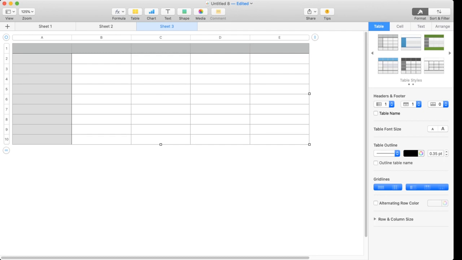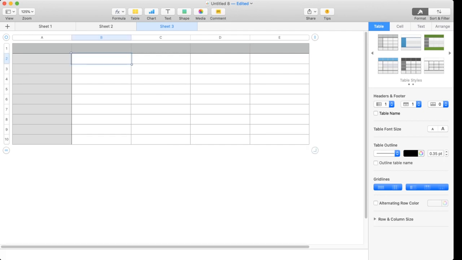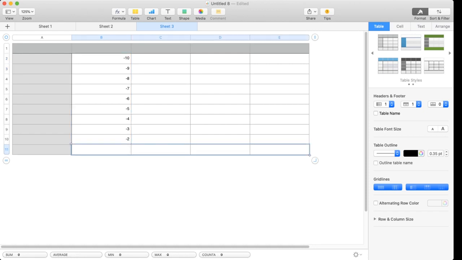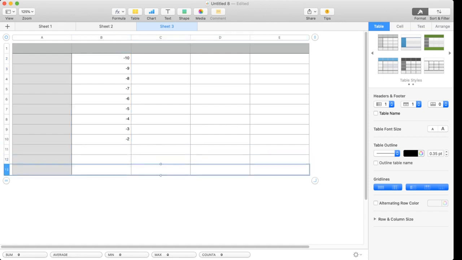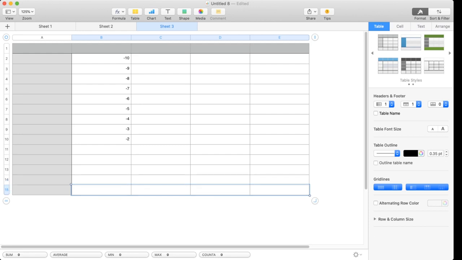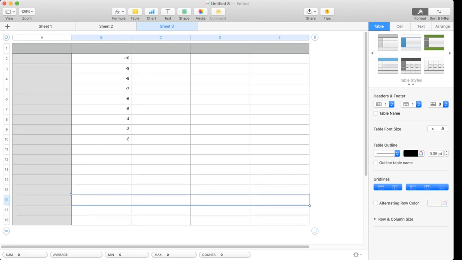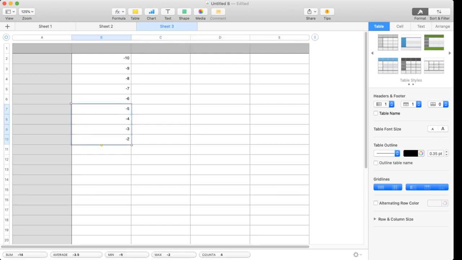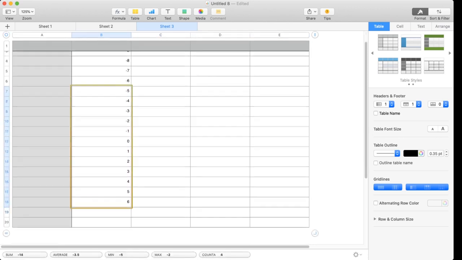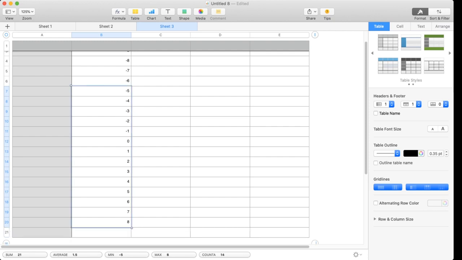So let me just write down some numbers. Let's say I start from minus 10, minus 9, minus 8, and so forth. Let me get all the numbers in this way, minus 2. Let me get at least 20 numbers. If I continue with this, I'll get up to 10.